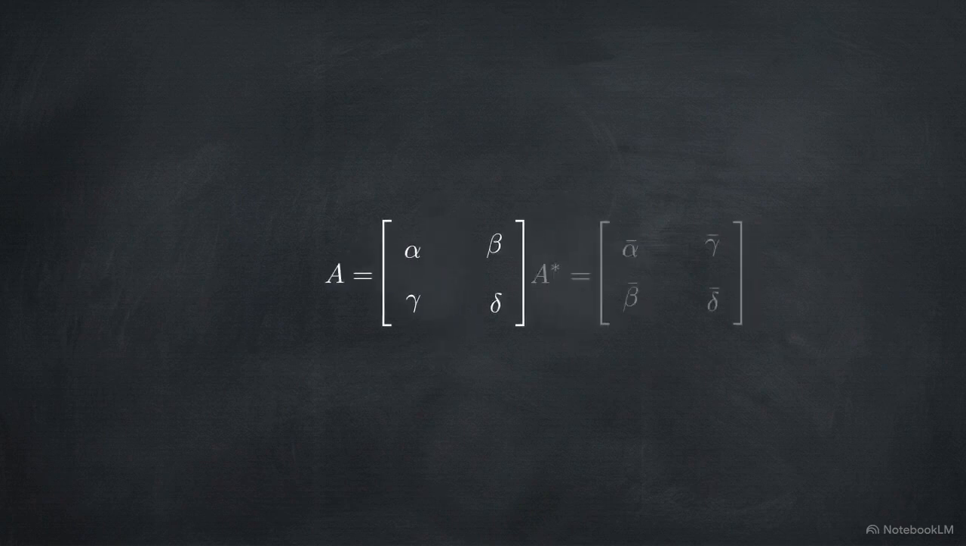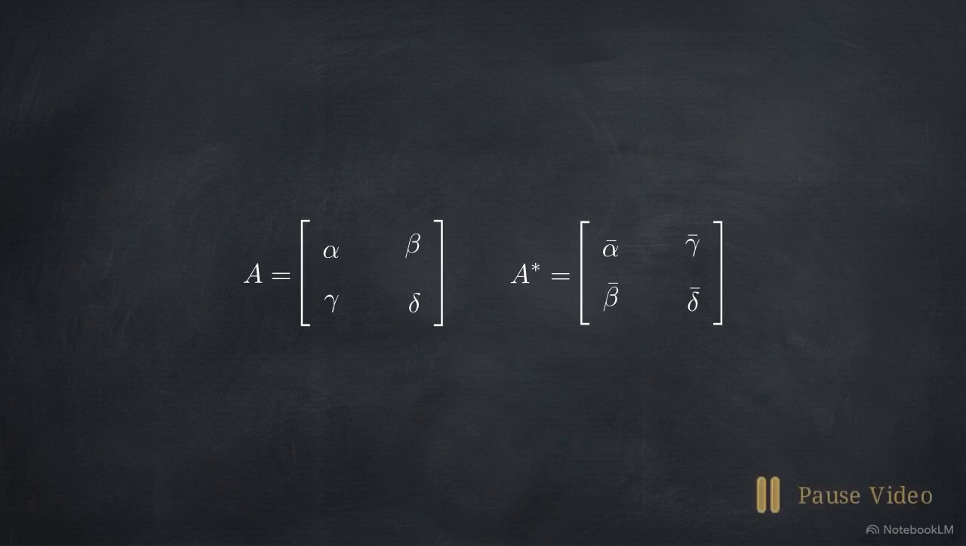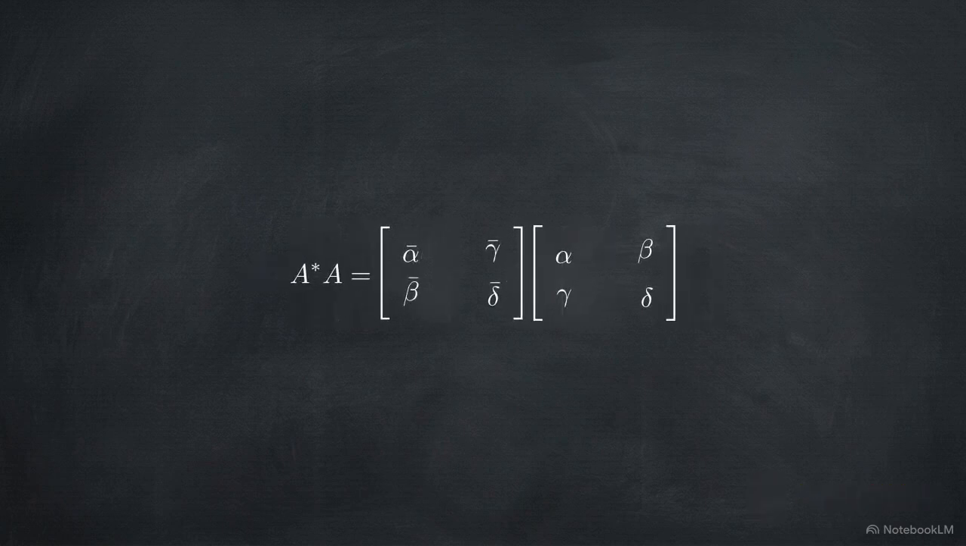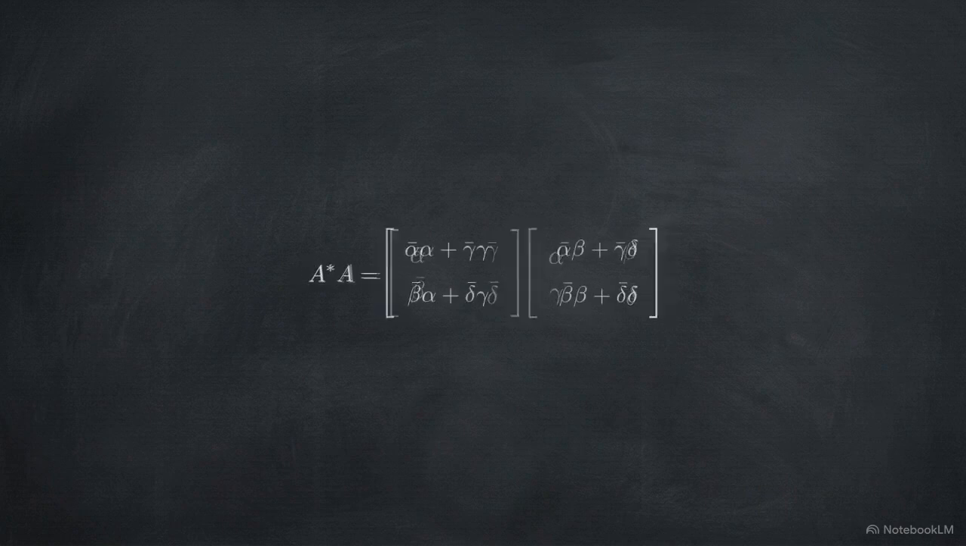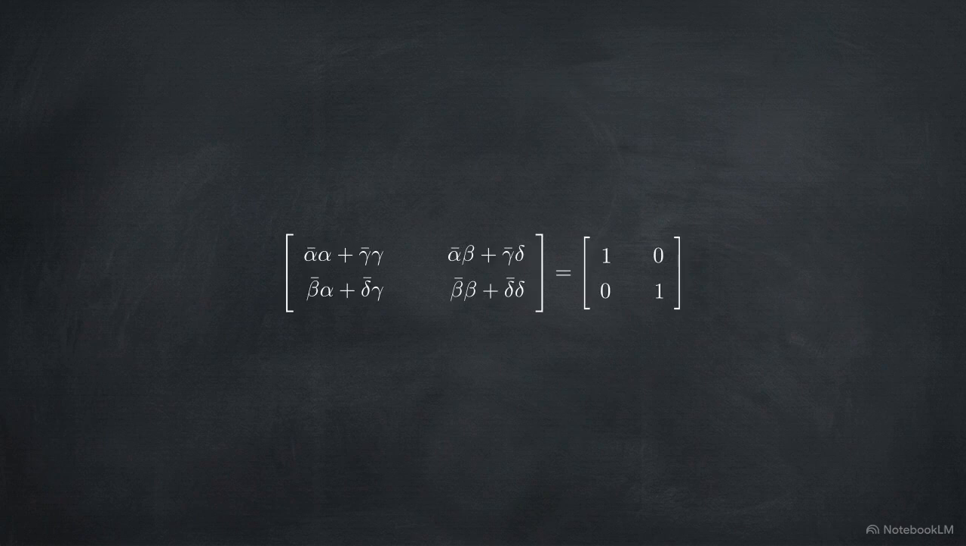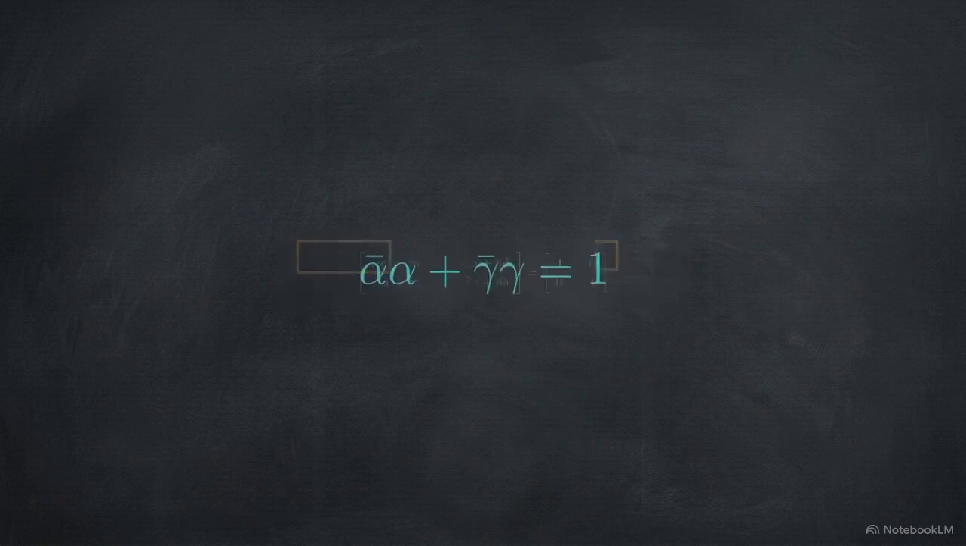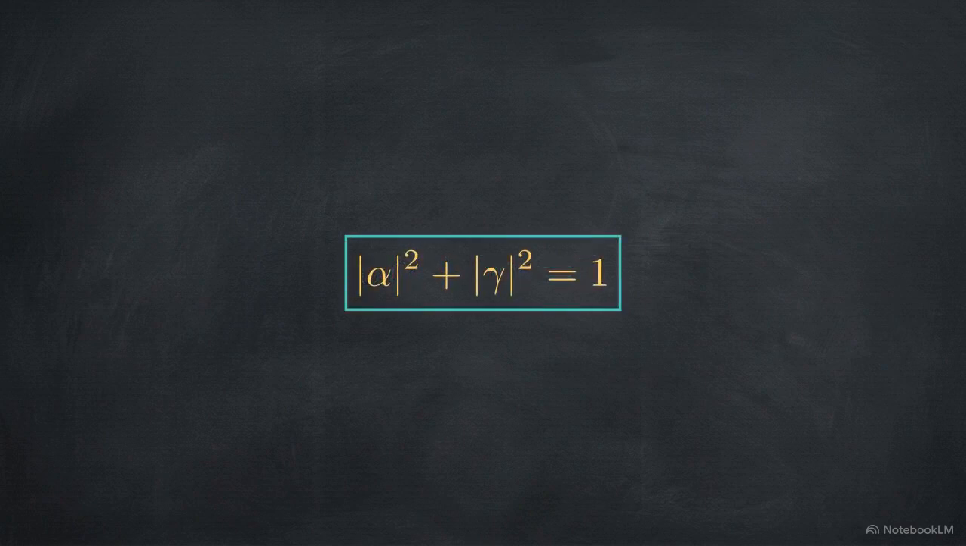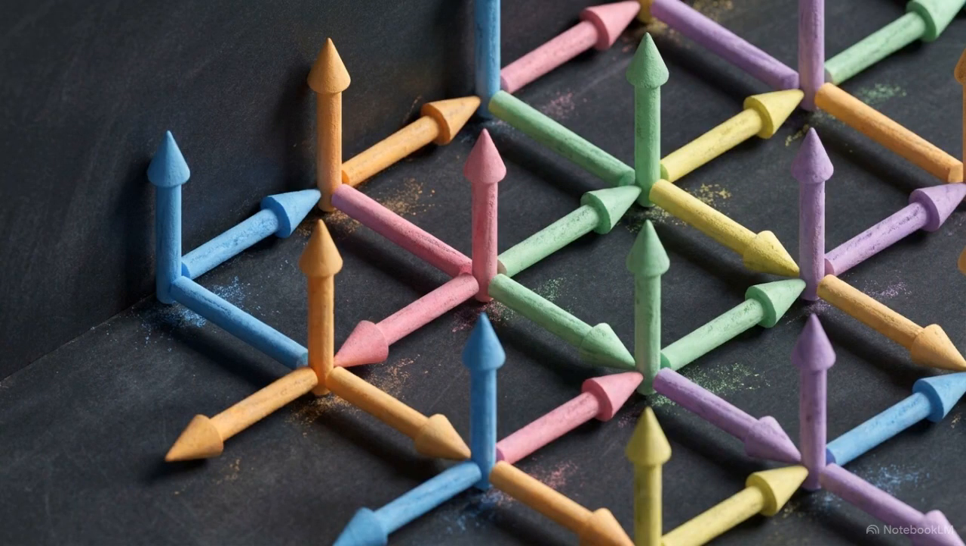Now, let's test this. Here is a general complex 2x2 matrix. Pause the video, compute A star times A, and find the equations needed for it to equal the identity matrix. Here is the expanded multiplication. Setting the result equal to the identity matrix generates specific constraint equations, like the absolute value of alpha squared plus gamma squared equals 1. These algebraic constraint equations are the mathematical mechanisms that force the rows and columns to act as independent orthonormal sets.